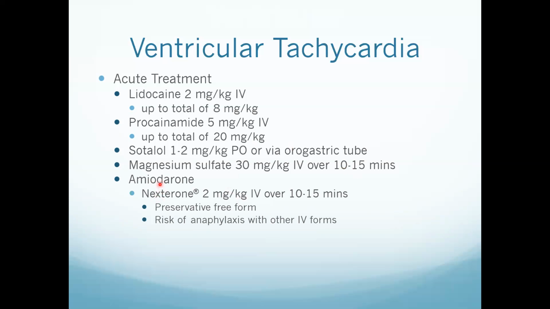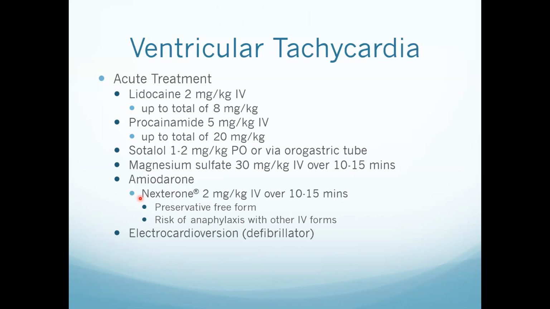Now, it's important with amiodarone to be aware that there are two separate forms. There's a preservative-free form, which is called Nexterone. It's an aqueous-based solution, and that's the form that I would recommend using. The other forms contain carriers that are anaphylactic to dogs, so they might work well for the arrhythmia, but then you might have to deal with severe hypotension and anaphylaxis. So where possible, I would recommend using Nexterone if you are reaching for IV amiodarone.